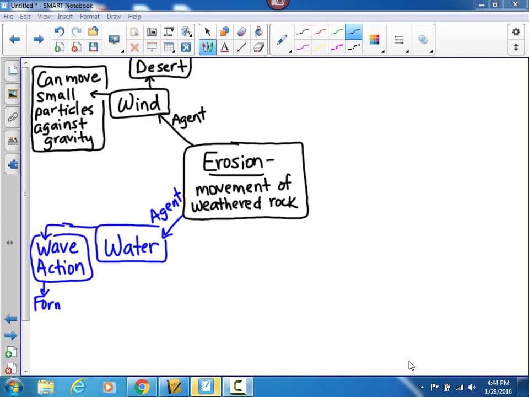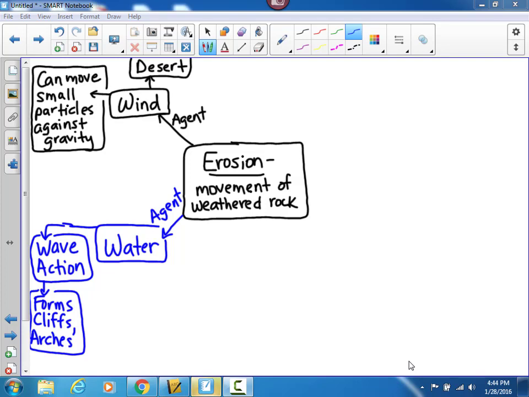forming cliffs and things like arches. If you've ever been up to the Upper Peninsula in Michigan, there's a, what's it called, National Pictured Rocks Lakeshore, I believe, something like that, where they have lots of beautiful cliffs and arches and formations, and you can take a boat tour and go out and see them.